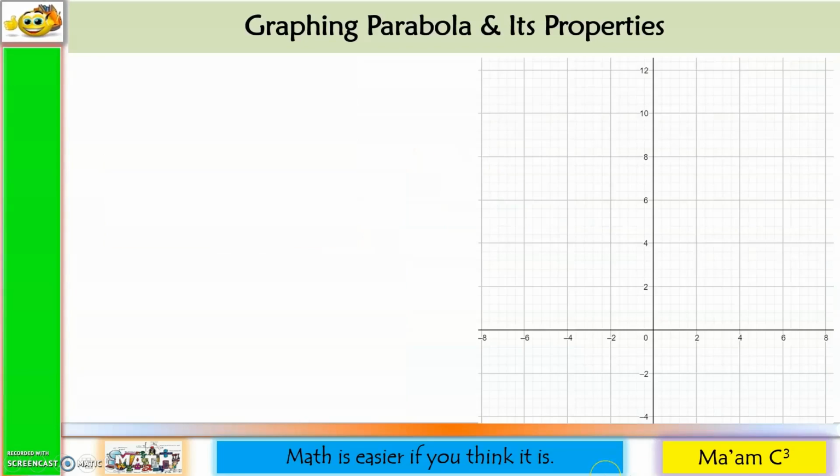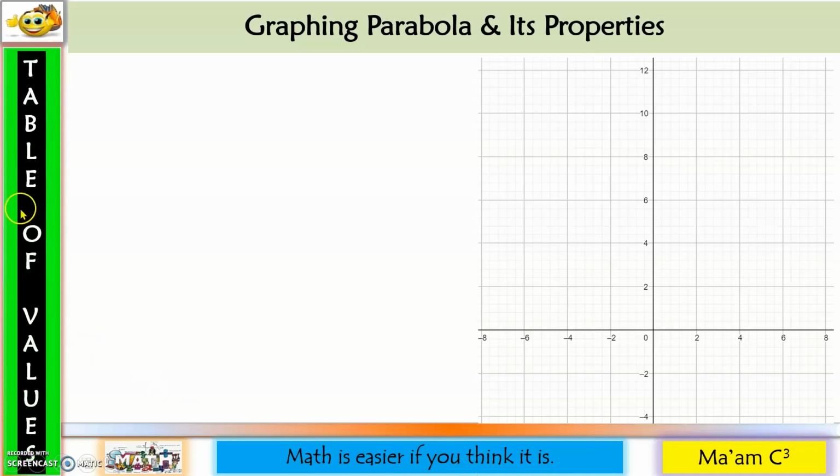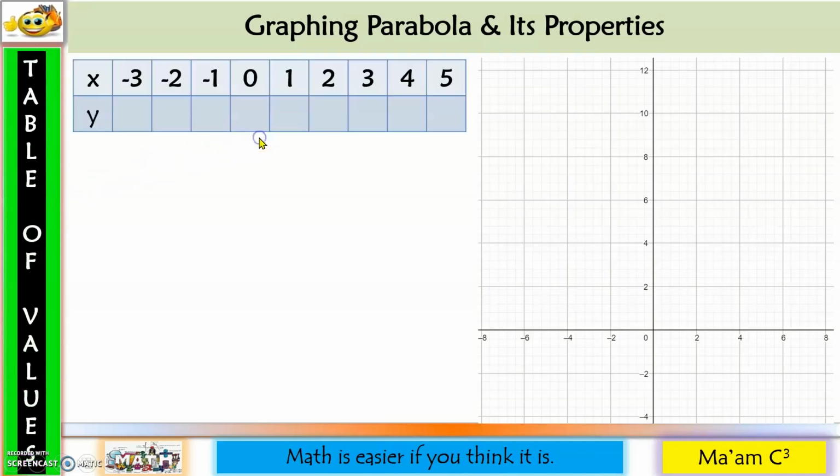Now, let us graph a parabola and determine its properties. The first method is through a table of values. So let us create a table of values. Make sure you have negative x, 0, and positive x values so that your graph is well represented. Let's have an example. y is equal to x squared minus 2x minus 3. So let us solve the corresponding values of y. Let's have the first one. Let's substitute negative 3 for x here.